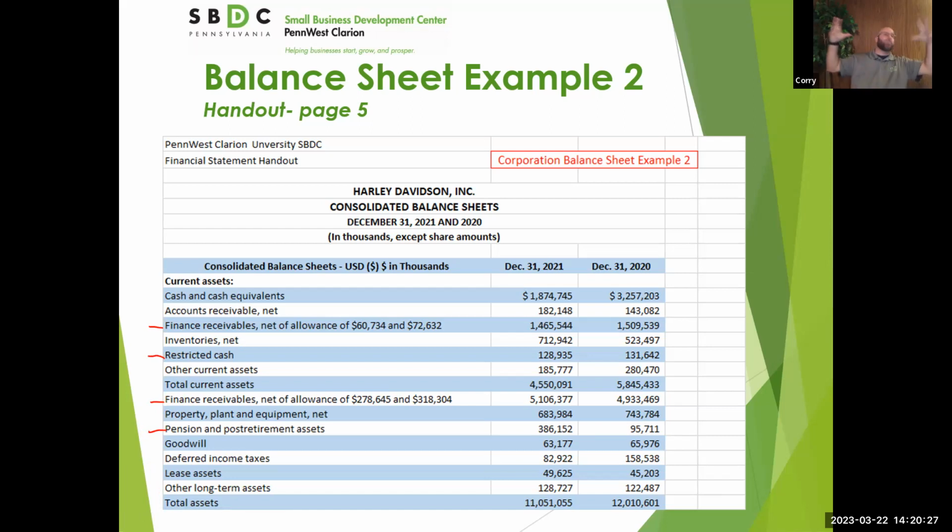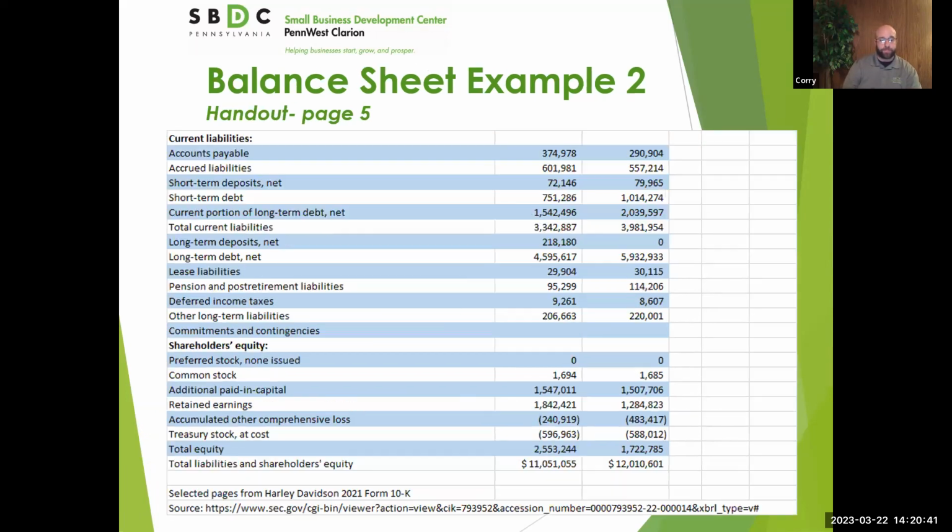But these big companies have a lot more things they're dealing with, and a lot more employees as well. But they all follow the same pattern. Here you have current assets all listed down through. Here we have current liabilities listed down through. And then we have our equity. So a large company and a small company, the balance sheet always has assets, always has liabilities, always has equity, no matter the size of your business.